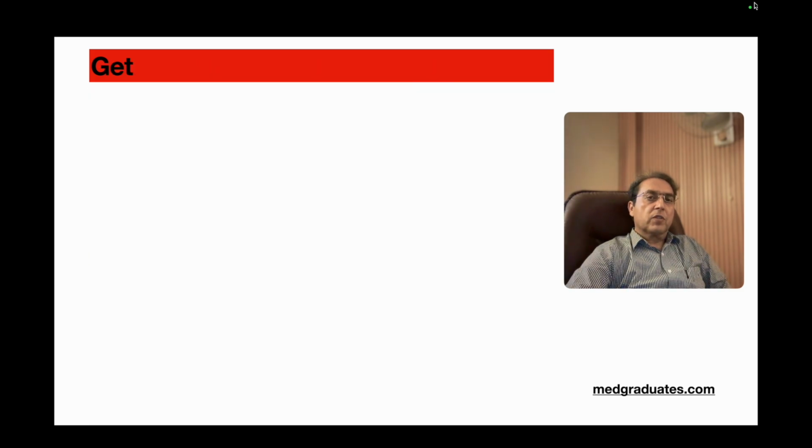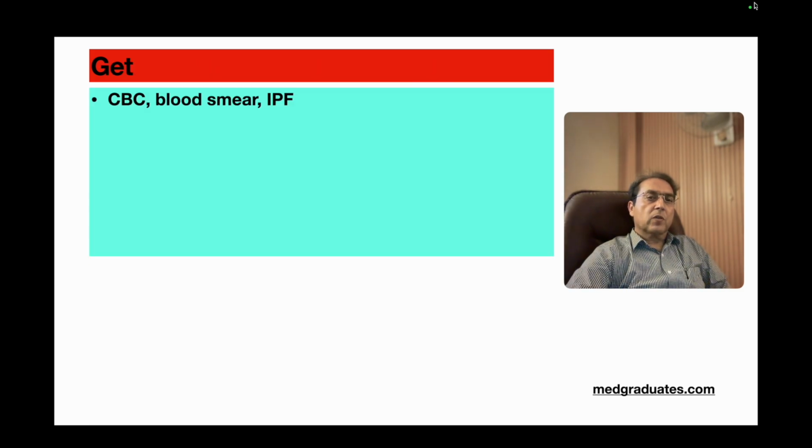Then when you get a patient with thrombocytopenia, confirm it on complete blood count. Complete blood count also gives you an idea what the hemoglobin is, what the WBC count is. So examine the blood smear carefully for the presence of clumps as well. Immature platelet fraction may be important. If it is high, it tells that the bone marrow is working and the platelets are being destroyed somewhere in the periphery. So IPF or immature platelet fraction may be helpful.